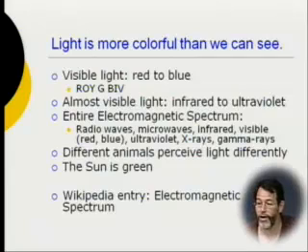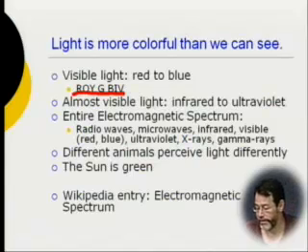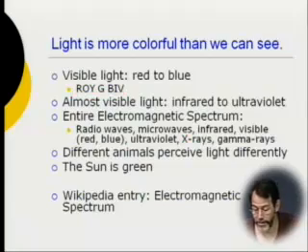Visible light: light is more colorful than we can see. You might know this acronym, Roy G. Biv: red, orange, yellow, green, blue, indigo, violet, which is some of the colors in the visible spectrum. There is an infinite number of colors in the visible spectrum. There's more colors there than you can see, but we've named some of them because that makes us happy. Visible light typically runs from the very red to the very blue.